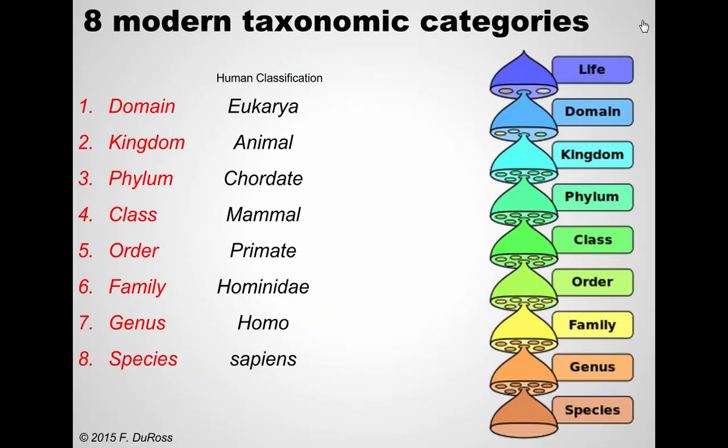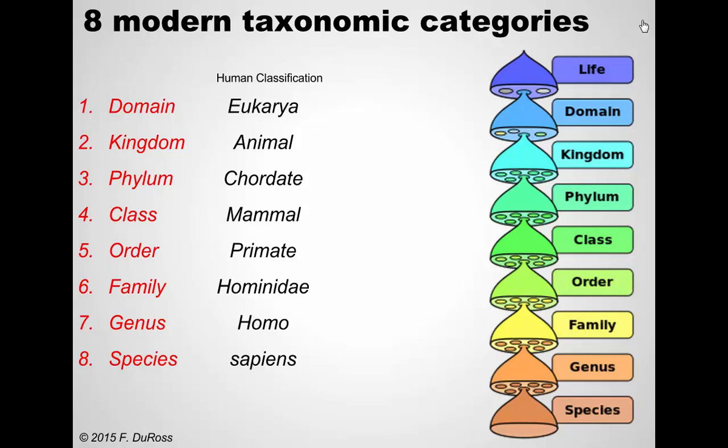So our modern classification system has changed throughout the last 40 or 50, 60 years. The system we use now starts with domain as the top level group, then goes down through kingdom, phylum, class, order, family, genus, and species.